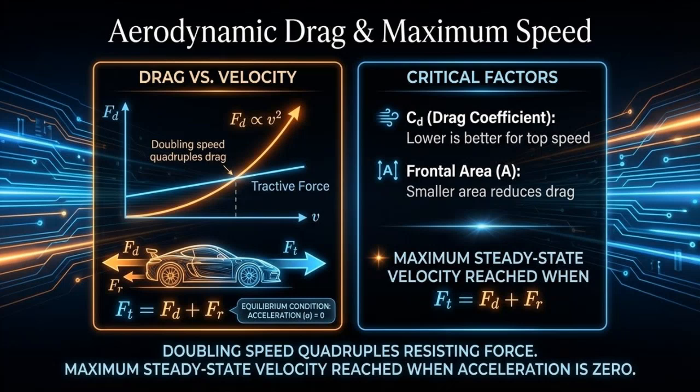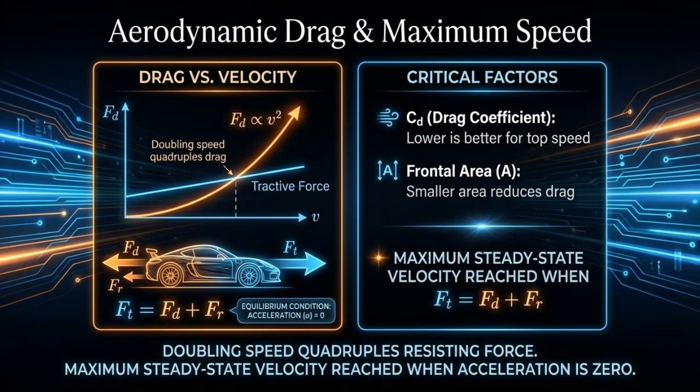Aerodynamic drag increases with the square of vehicle speed, meaning that doubling the speed results in roughly 4 times the resisting force. At high velocities, drag can balance the available tractive force, reaching an equilibrium where traction equals drag and rolling resistance, and acceleration becomes 0. This condition defines the vehicle's maximum steady-state speed and highlights the critical importance of drag coefficient and frontal area in achieving top speed targets.